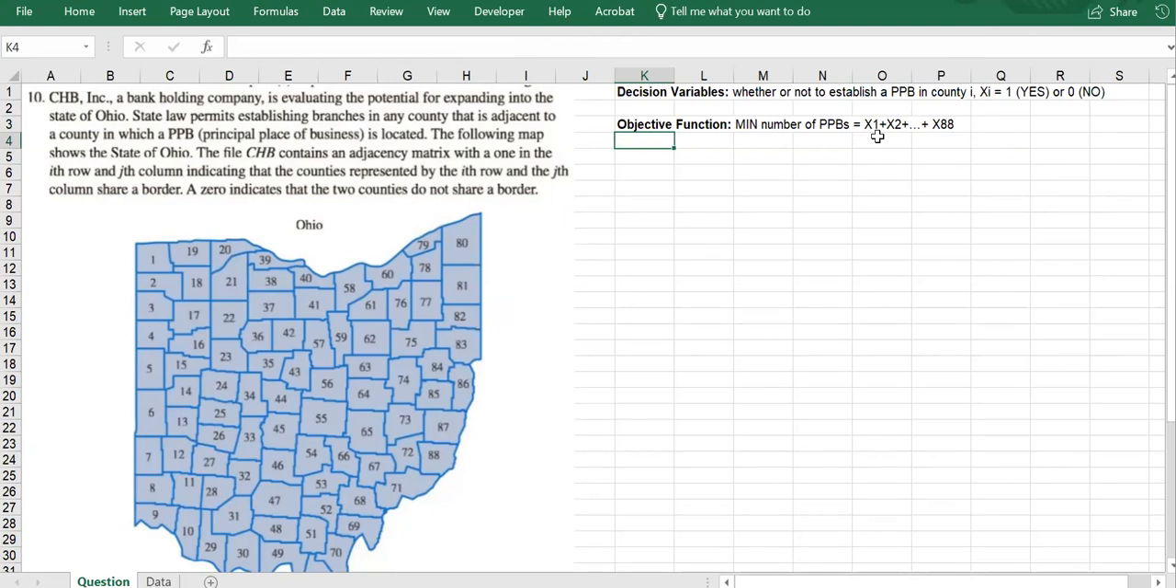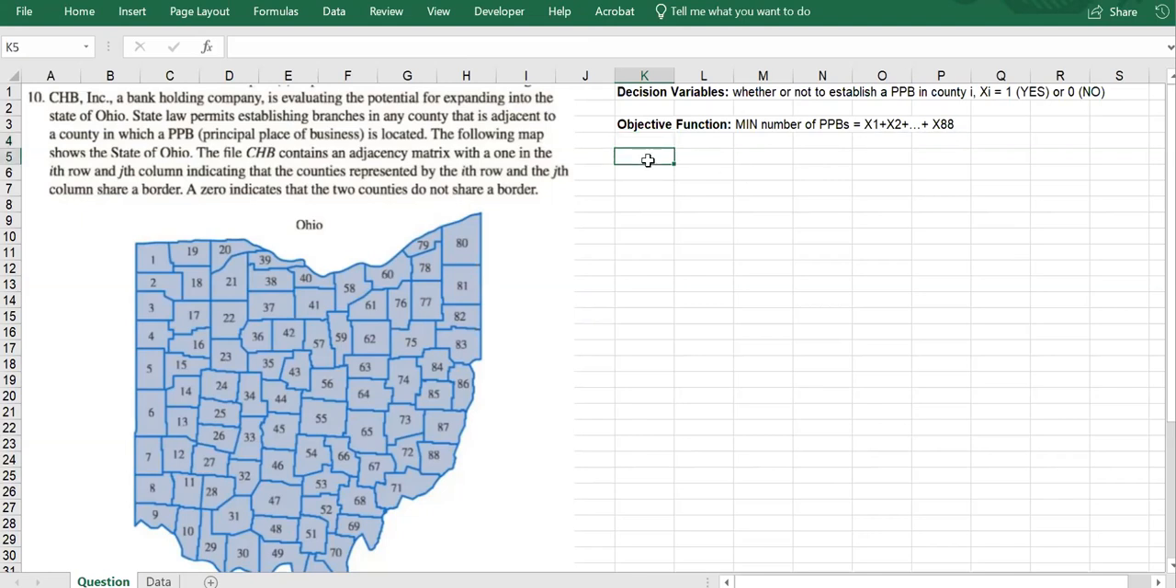If you decide not to open any facility, and all of these xi's take 0, then this sum becomes equal to 0, meaning that you have no PPBs. So the objective is to minimize this formula, right? Now, what are the constraints?